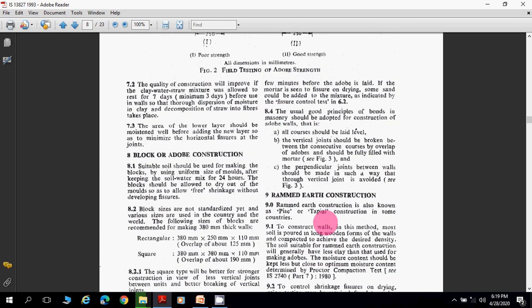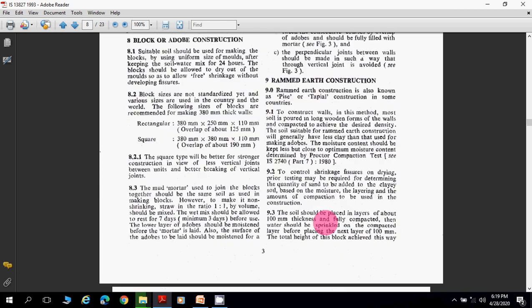Another type of construction is rammed earth construction. To construct the walls in this method, moist soil is poured in long wooden forms of walls and compacted to achieve the desired density. The soil suitable for rammed earth construction will generally have less clay than that used for making adobe, and the moisture content should be kept less but close to the optimum moisture content. To control shrinkage features on drying, trial testing may be required for determining the quantity of sand to be added to clay based on the moisture.